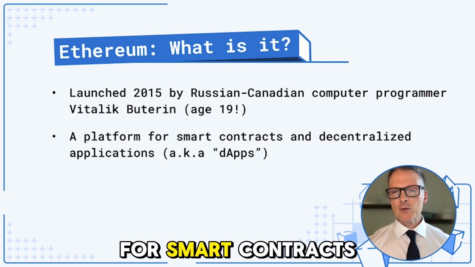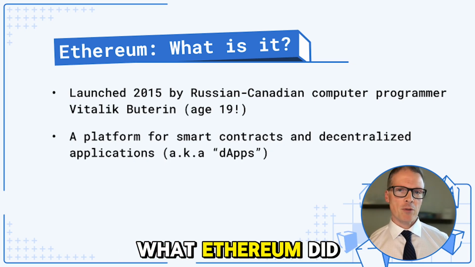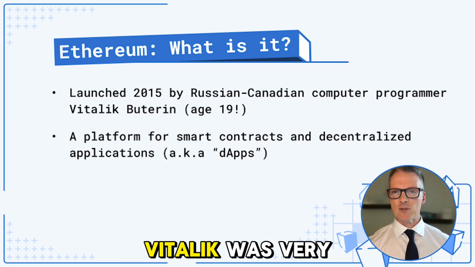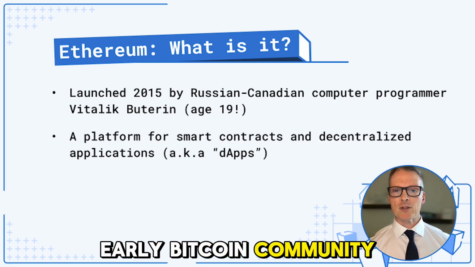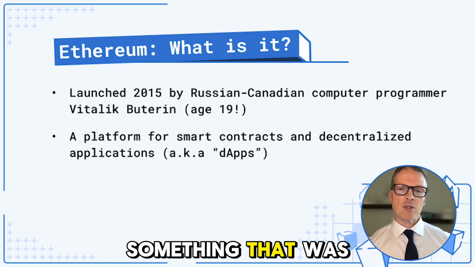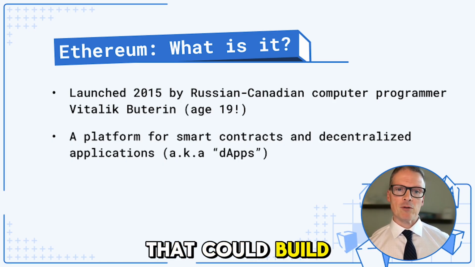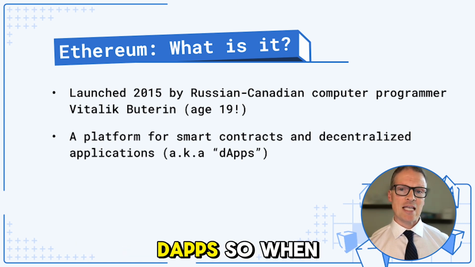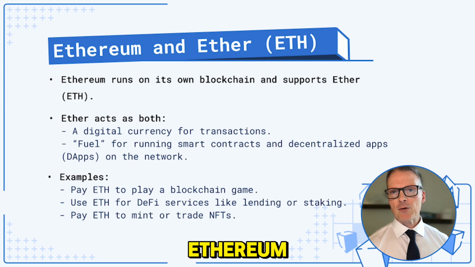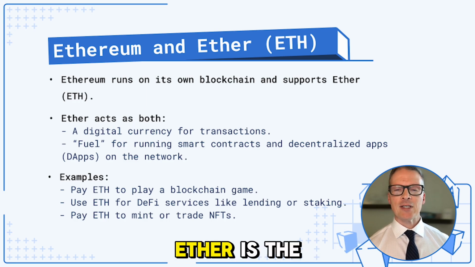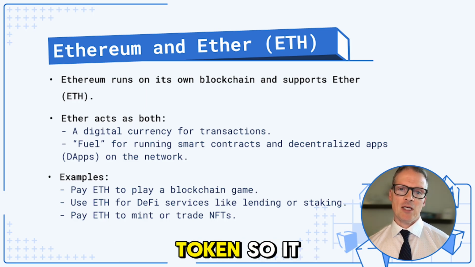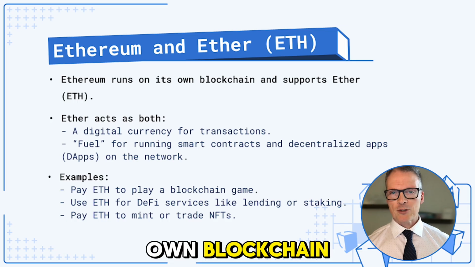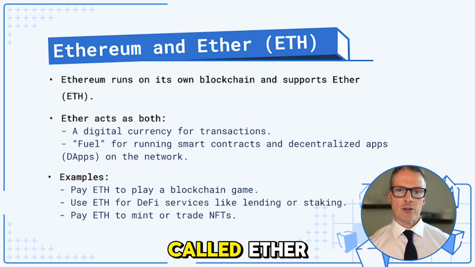It's a platform for smart contracts. It's fundamentally what Ethereum did that was different. Vitalik was very much in the early Bitcoin community, but he wanted something that was more programmable, that could build these smart contracts and decentralized applications, otherwise known as dApps. So when we talk about Ethereum, that's the blockchain itself. Ether is the token. So it runs on its own blockchain and it supports its own token called Ether.